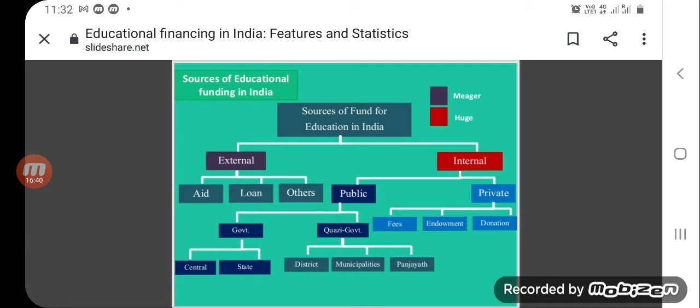And see, internal funding is very huge. External funding is very meager. Financial aid from some other countries or some other people or some other trusts and such things. Then loan and others. But internal is public and private. So in India, government spends more money for education.